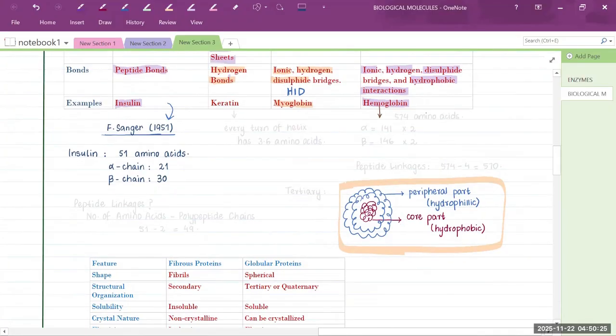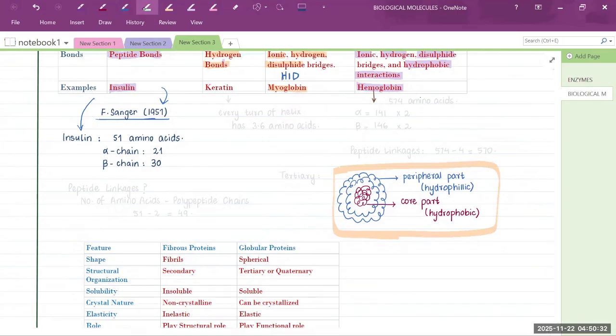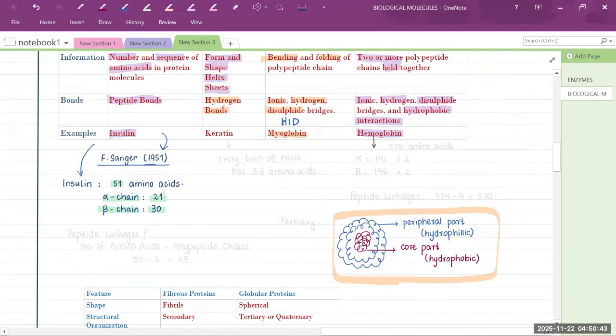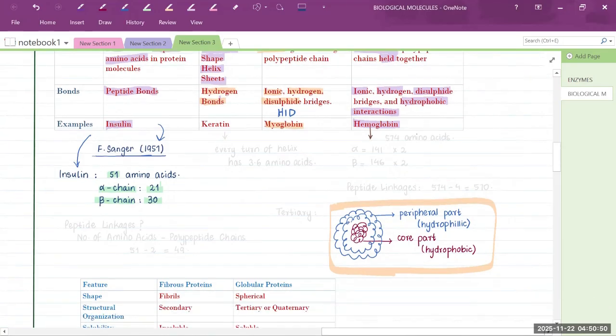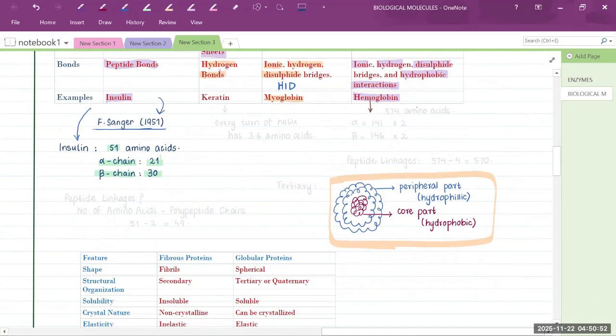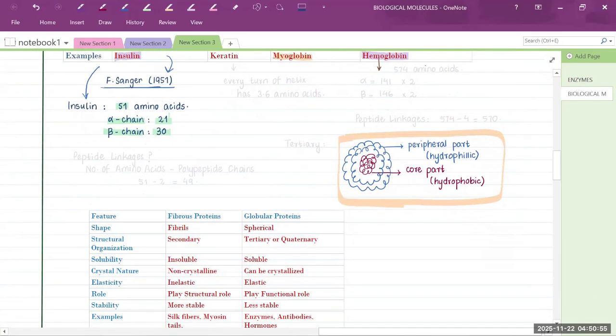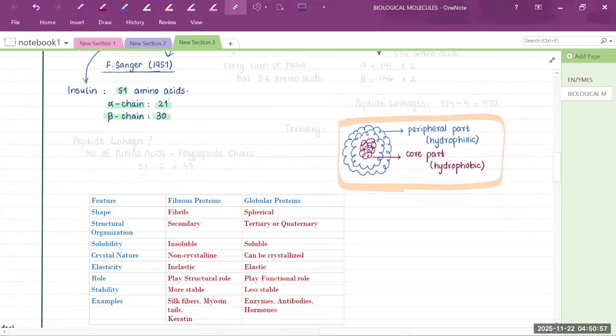And for insulin, we have to know about its amino acids. Insulin has 51 amino acids. It has one alpha chain and one beta chain. The amino acids in the alpha chain are 21 and in the beta chain 30. Now you'll say there are two polypeptide chains in this one. Why is it categorized as a primary structure? That's what is written in the book. So we just take it as it is, because when our provincial book says something, we just take it as it is.